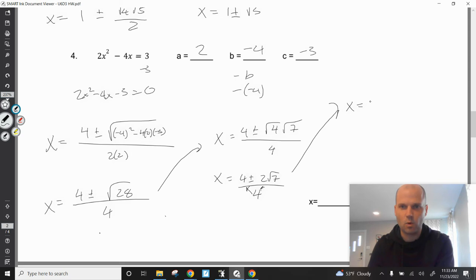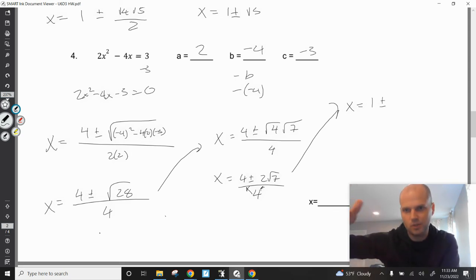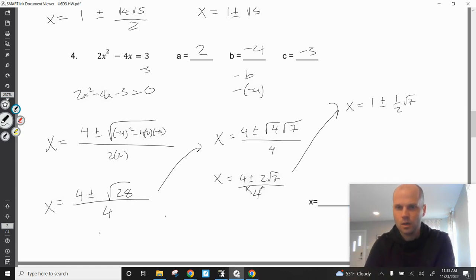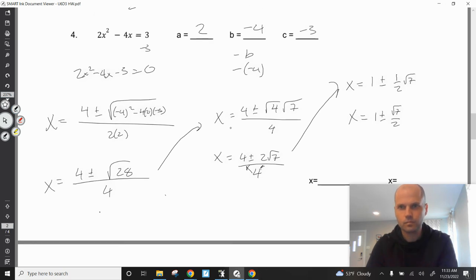The only reason why I like the one on the left is because I like to see where negative b over 2a comes from. Where does the vertex come from when we graph? You could also write this as root 7 over 2. It's up to you.